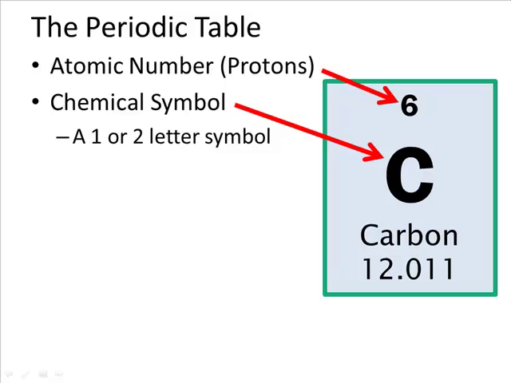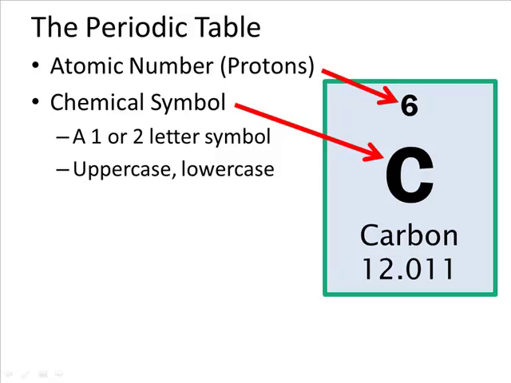The symbol is represented by either 1 or 2 letters, and it's important to realize that the first letter is always uppercase. If there is a second letter, it will always be lowercase. The reason this is important is it'll allow us to string together chemical symbols in something called a formula and know where one symbol starts and the other one ends.